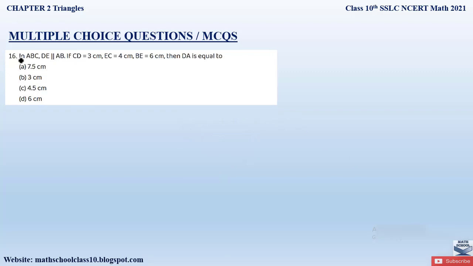Question number 16 is, in ABC, DE is parallel to AB if CD is 3 centimeters, EC is 4, BE is 6 centimeter, then DA is equal to. So let us first draw the triangle. Only then you will know what exactly they're asking. So please try to draw the figure. In case of solving problems from chapter triangles, it is very much important to draw the figure initially.